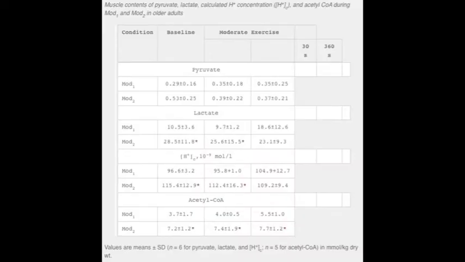There was no significant change in muscle pyruvate during exercise or as a consequence of prior heavy intensity exercise. Muscle lactate and hydrogen were greater in Mod 2 than Mod 1 at baseline and after 30 seconds. Acetyl-CoA content remained at baseline levels throughout Mod 1 but increased at all times after heavy intensity exercise in Mod 2.